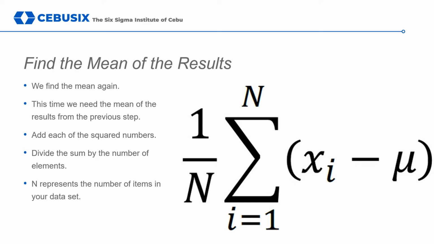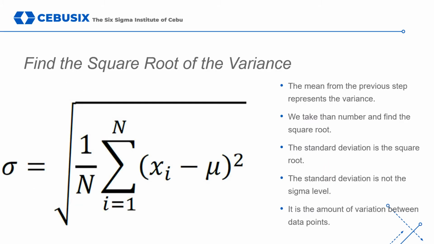In order to find the standard deviation, we must have a variance between each of the individual data points. In the last step, we take the variance we just calculated and we find its square root. So the standard deviation of the population data set is the square root of the variance. And although it is represented by the lowercase Greek letter sigma, this number is not the same as the sigma level, which can be quite confusing. Rather, the variance is the amount of variation that exists between each of the individual data points within a given data set.